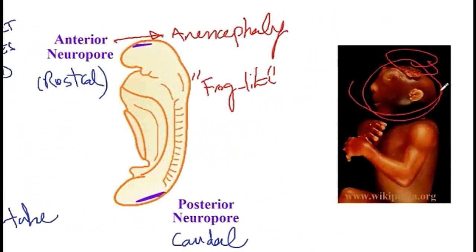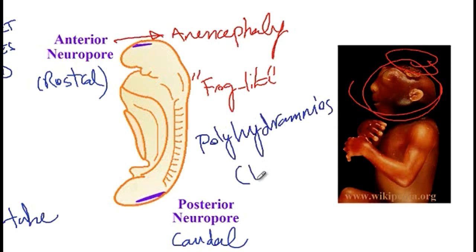In addition, since the swallowing center is missing, they cannot swallow the amniotic fluid, and thus there would be polyhydramnios, which means that there is too much volume of the amniotic fluid.